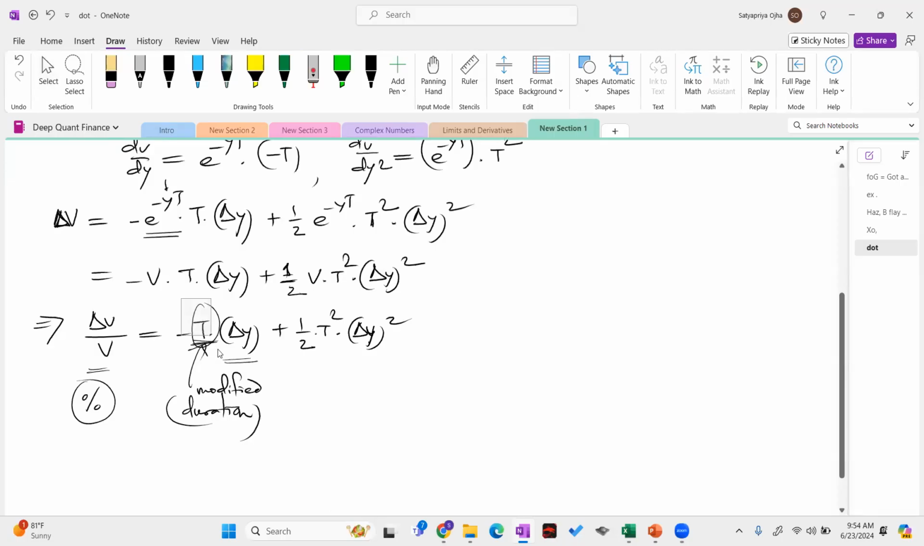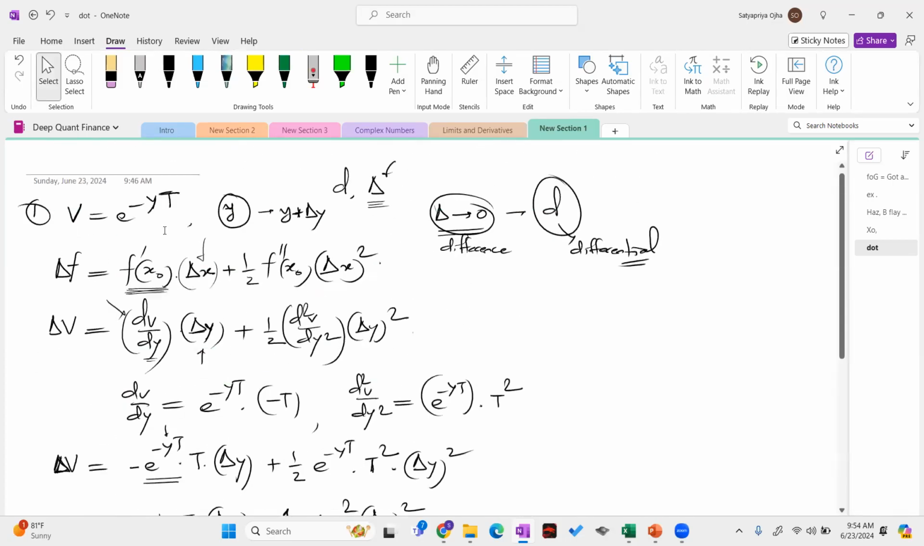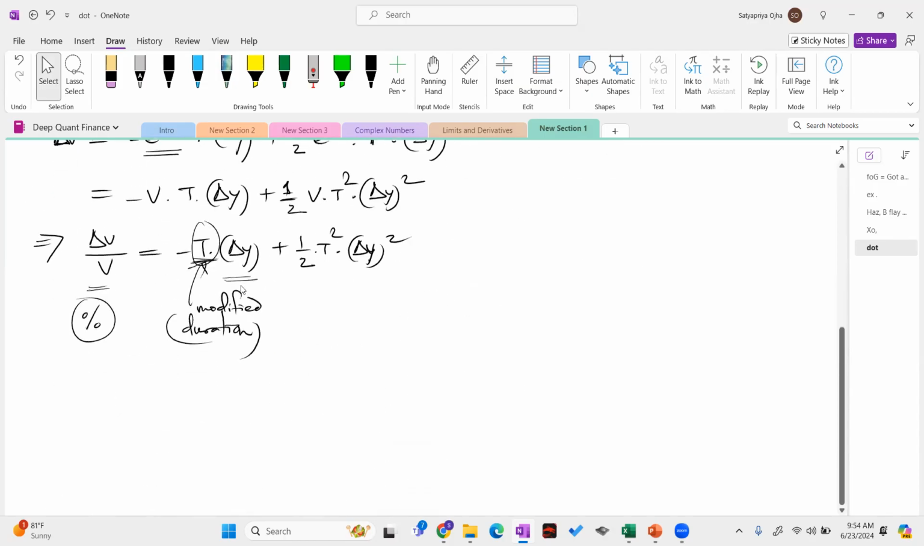And the same Macaulay duration is the modified duration, because it appears as a coefficient to the change in yield. We know this has to be the modified duration, or the sensitivity. They are the same as long as you use continuous compounding. If you use discrete compounding, the formula would be different. We'll see that in the next question.